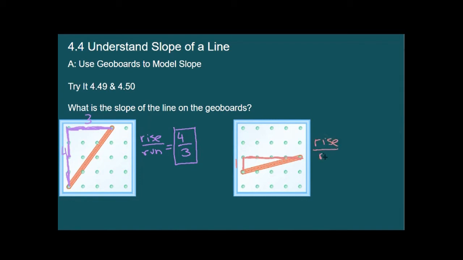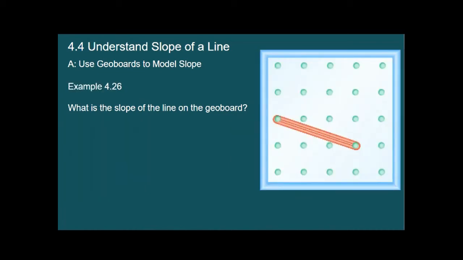Rise over run. The rise was 1, and the run was 1, 2, 3. I said it was 4. So it's 1/4. So this is the slope of the second geoboard. Check your answers. If you missed them, go back and see why you missed them and make sure that you understand.